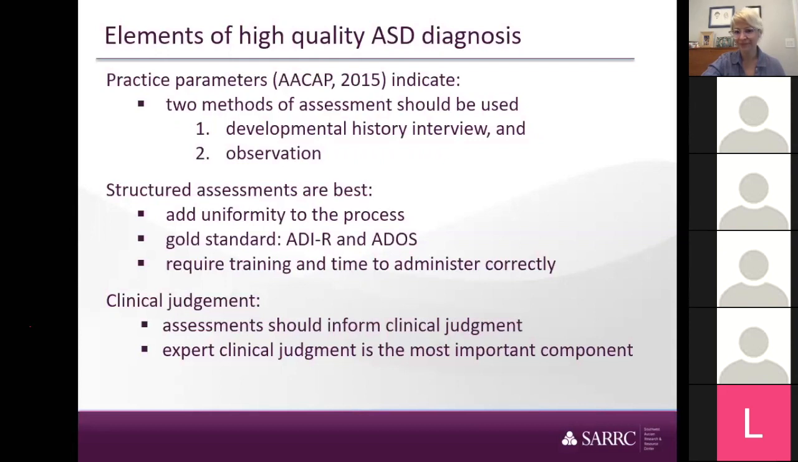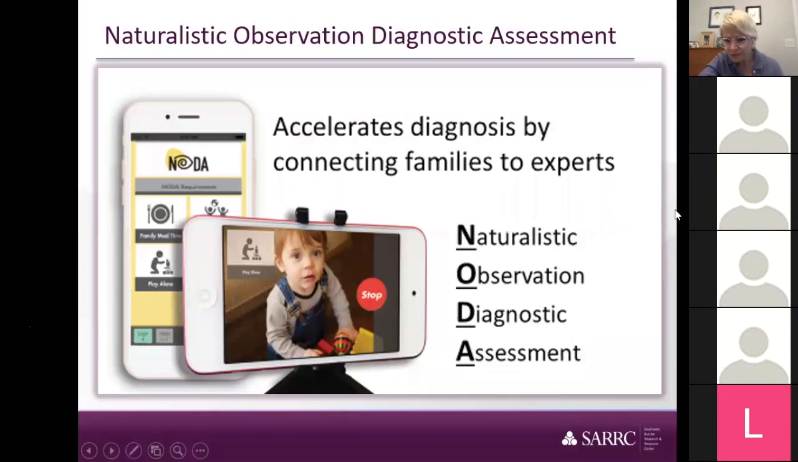Nobody should ever say that, well, they meet criteria on the ADI and ADOS, and therefore they're diagnosed with autism. These two instruments inform DSM-5 criteria, but they don't have a direct link to DSM-5 criteria. So you have to have that bridge to your clinical judgment. But clinical judgment is the most important component of the diagnosis, and whatever you can use to inform your clinical judgment is helpful for making an accurate diagnosis. So that's where Noda comes in.